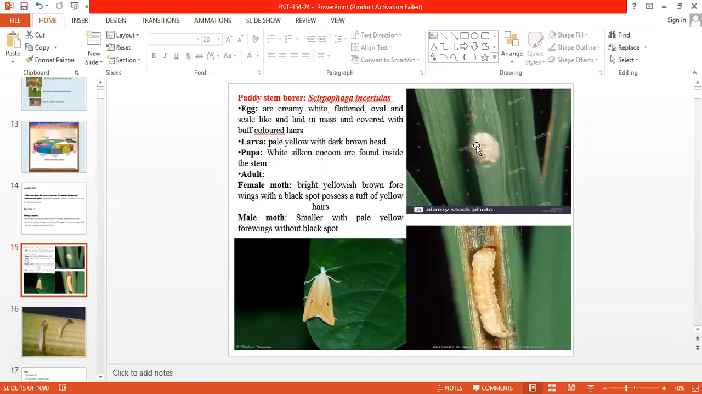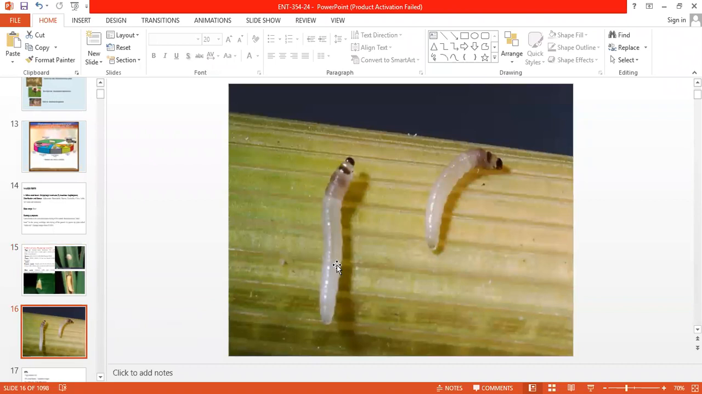There they oviposit their eggs. Then the larval stage: the larva is pale yellow in color, and the head of that larva is dark brown or blackish in color. So the larval stage is pale yellowish. The larval period is near about 20 to 45 days.